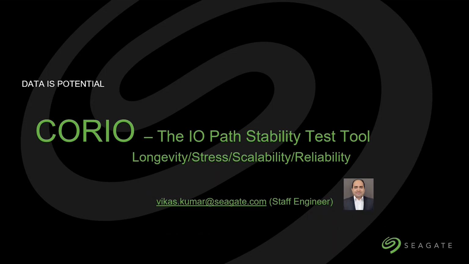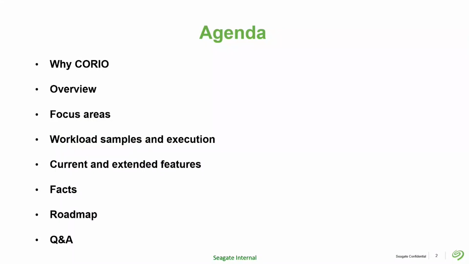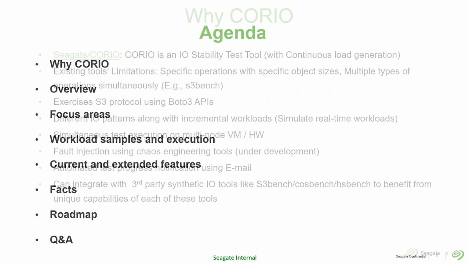Now let's see the agenda. So we will see today why we need Core IO, some overview about it. There are some focus areas and the workload, samples and execution process. There are some features we added, current and extended features, some fact sheet about the tool, future roadmap, and question answer.